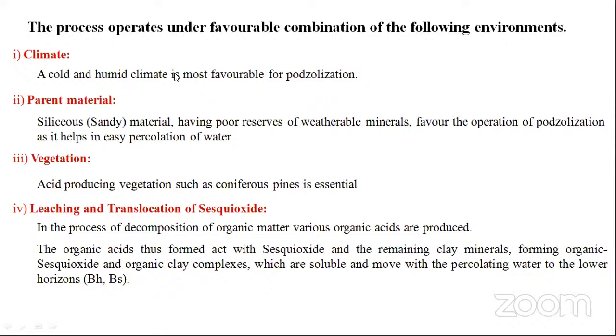We should have a cold and humid climate, sandy or siliceous parent material, and coniferous trees, that means acid-producing things, and also leaching and translocation of sesquioxides. All the silica, iron oxides, everything was leached out. Why? Because of the decomposition of organic matter, these acids will be released and attack the sesquioxides and organic clay complex, so they move to the lower horizon. These are the favorable conditions for podzolization.